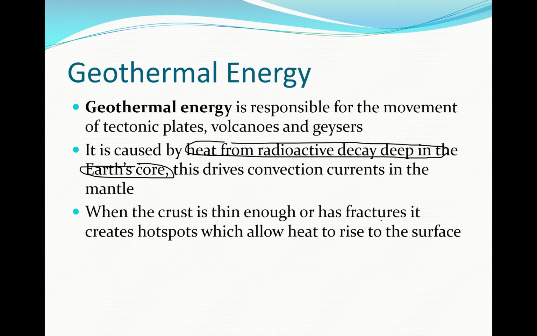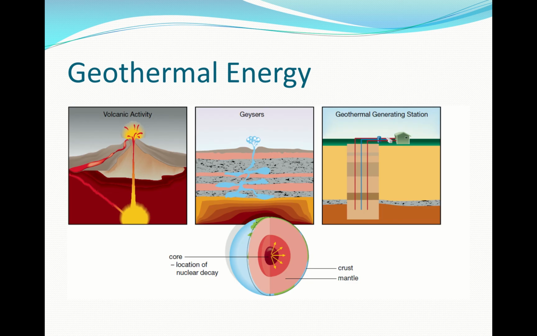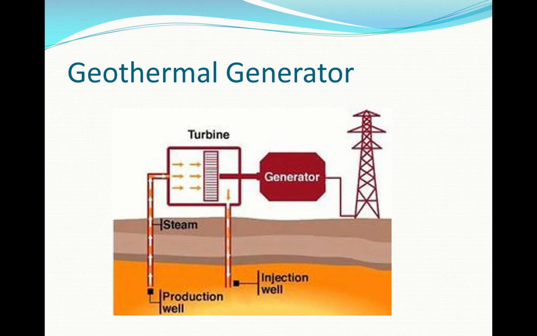So when the crust is thin enough or has fractures in it, it creates hot spots which allow heat to rise to the surface, right? So this is all this liquid magma in here, volcano, it rises up. If you get some water next to this liquid magma, it'll heat it up and it'll create geysers. But what it can also do is create this geothermal generating station. We can use this heat as a way of powering things.